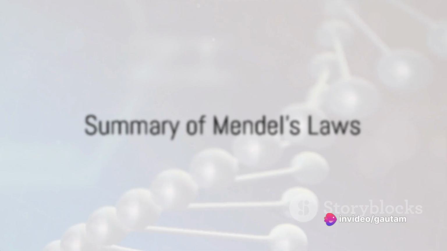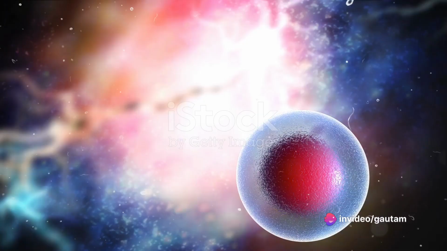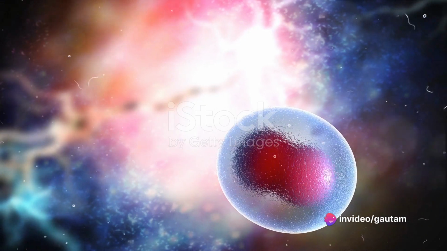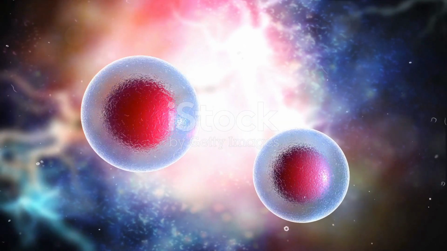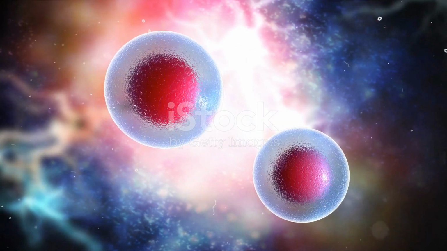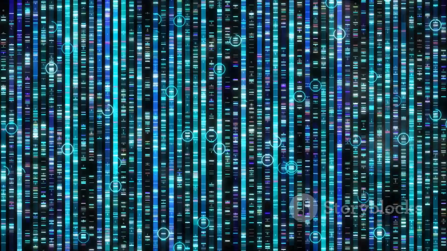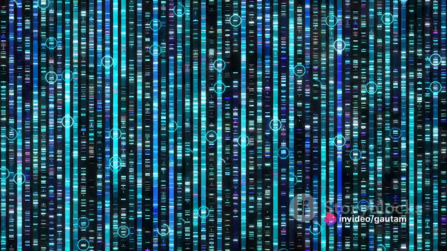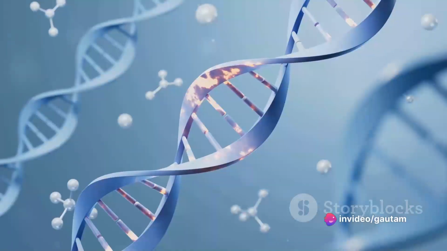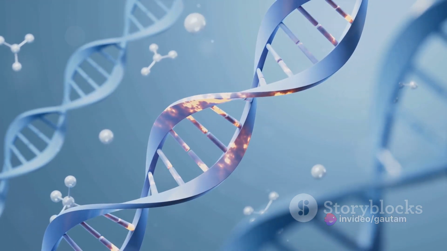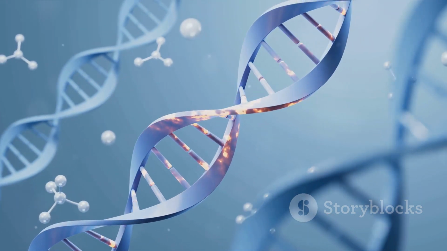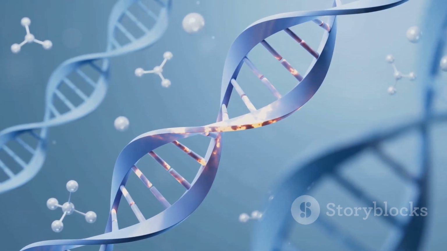To summarize, Mendel's laws of inheritance are foundational principles in understanding genetics. The law of segregation explains that we have two alleles for each trait, one from each parent, and these alleles separate during the formation of reproductive cells. The law of independent assortment tells us that alleles for different traits sort independently. Lastly, the law of dominance demonstrates that one allele can mask the presence of the other, resulting in the expression of dominant traits over recessive ones.